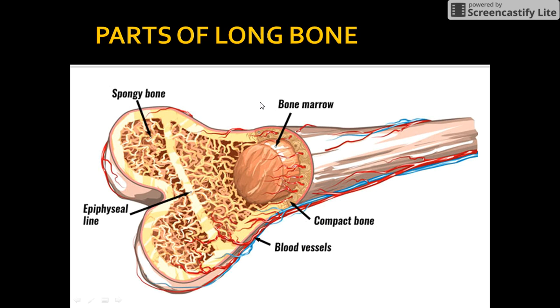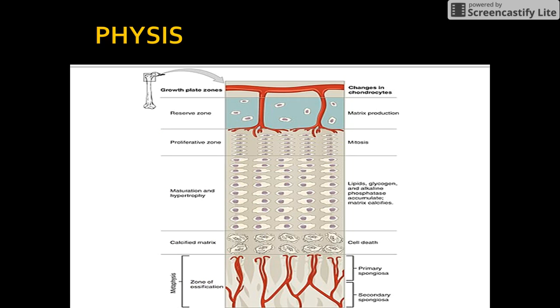So we will see the structure. When we see the structure of a long bone, we have seen this is the epiphysis. This is the physis, growth plate. This is the metaphysis and this is the diaphysis. The epiphysis and metaphysis contain spongy bone, or cancellous bone, and the diaphysis contains compact bone. We'll see the structure in detail.